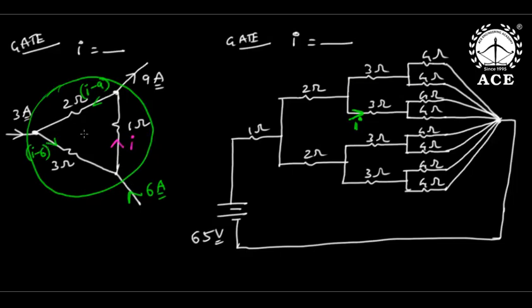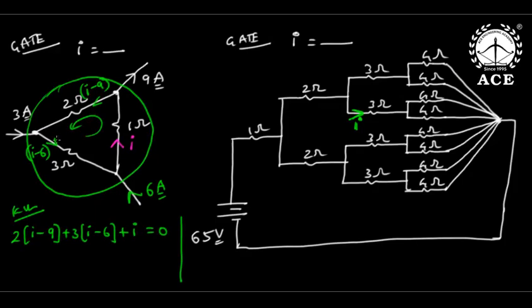I minus 6 plus 6 is again I. Now I'm writing a KVL. Yes, 2 into I minus 9, plus 3 into I minus 6, plus 1 into I is 0.